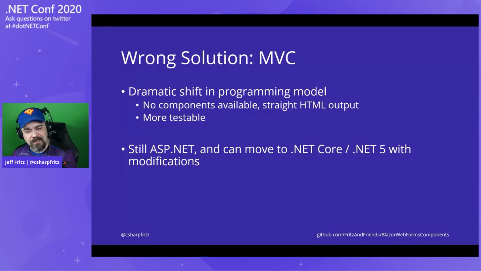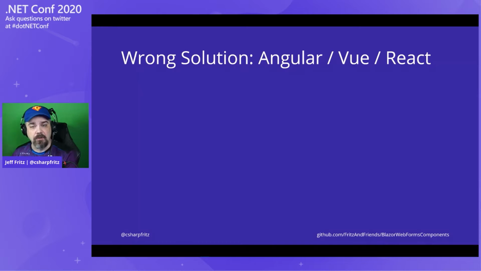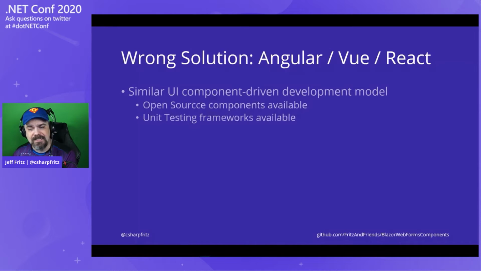You could move to .NET Core. You could move to .NET 5 with modifications. It's going to take some work, but you could get there. You could run your web forms and MVC in the same ASP.NET application, and you'd effectively create what we like to call a Franken app, right? You're putting these two things together that aren't the same programming model, and it gets a little bit tricky to manage at that point. So some other folks said, hey, let's go to Angular, Vue, or maybe React.